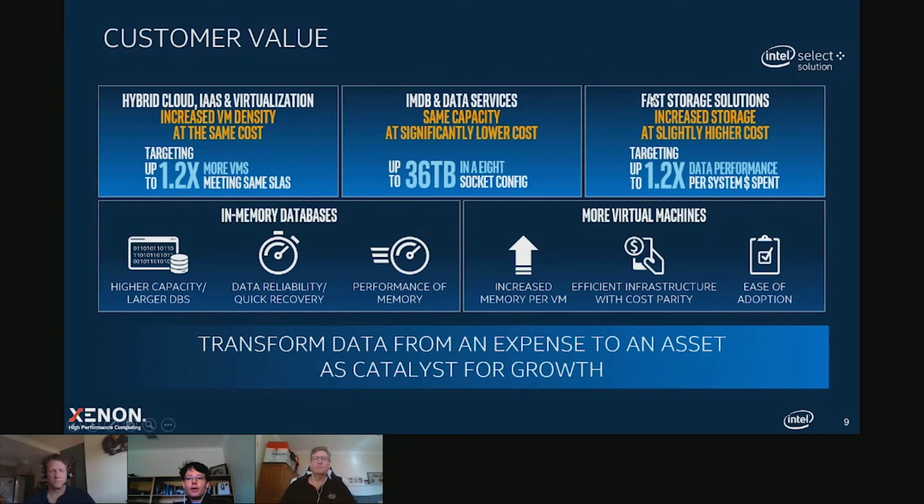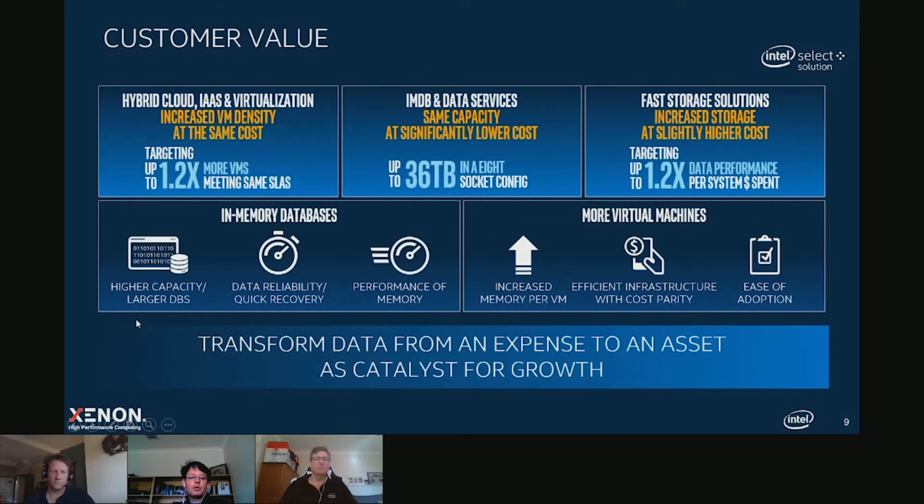And for fast storage solutions, the increased storage comes only at a slightly higher cost. So we can increase the capacity a lot faster than the cost per system goes up. And the data performance per system dollar spent is now higher than 1. So you get more performance out of the system for essentially the same dollar spent.